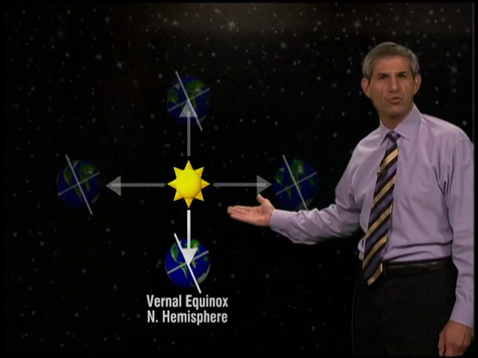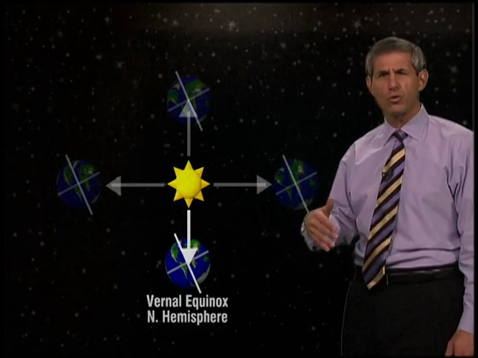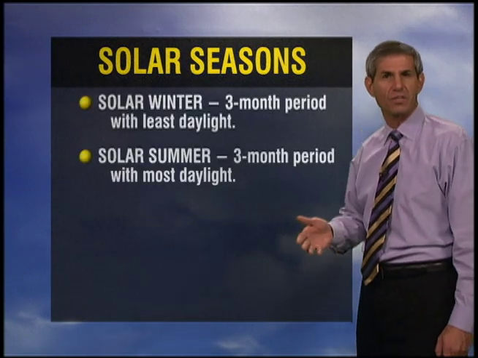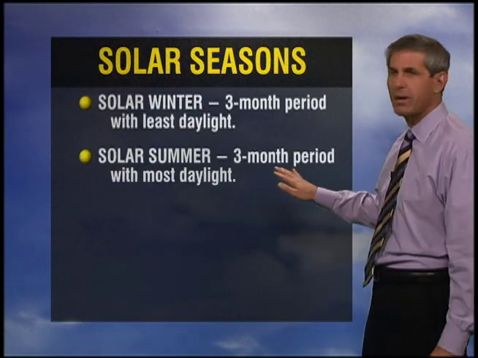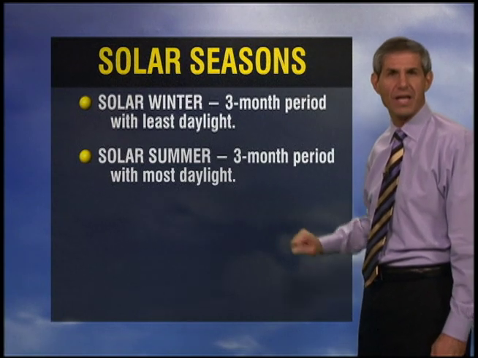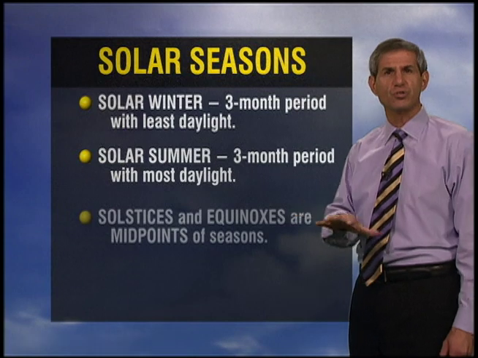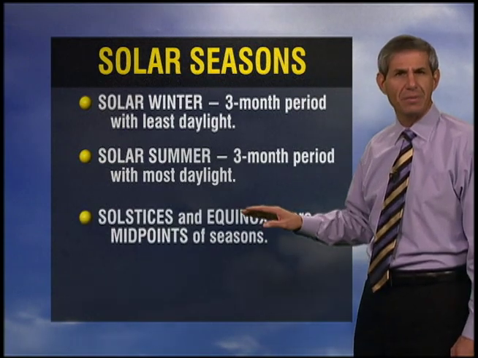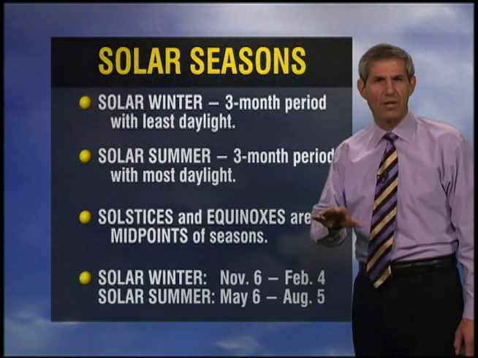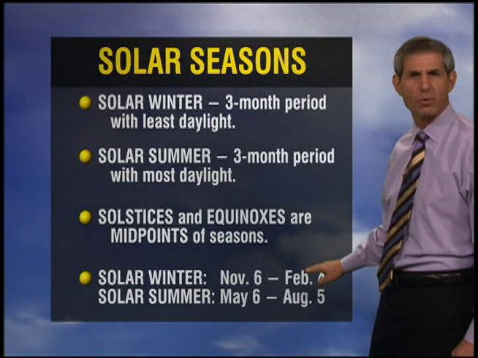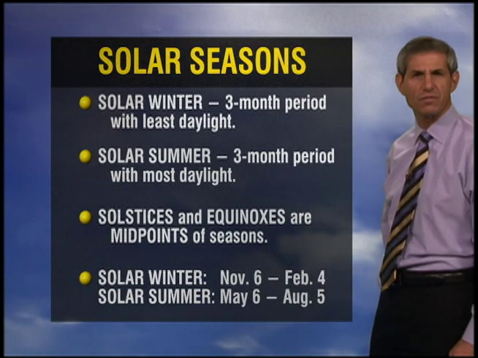Now, we can also use astronomy to define a less well-known but arguably more practical type of seasons, the so-called solar seasons. Solar winter is the 3-month period with the least daylight, while solar summer is the 3-month stretch with the most. Solar autumn and spring fill in the rest. Now, by this definition, the solstices and equinoxes are the midpoints of the seasons. Here in the mid-latitudes, solar winter starts around November 6th and ends about February 4th, while solar summer runs from around May 6th to August 5th.